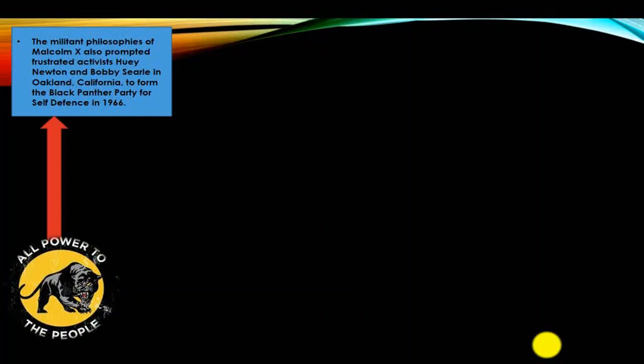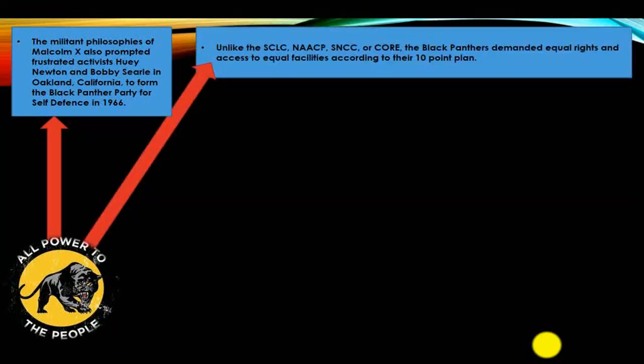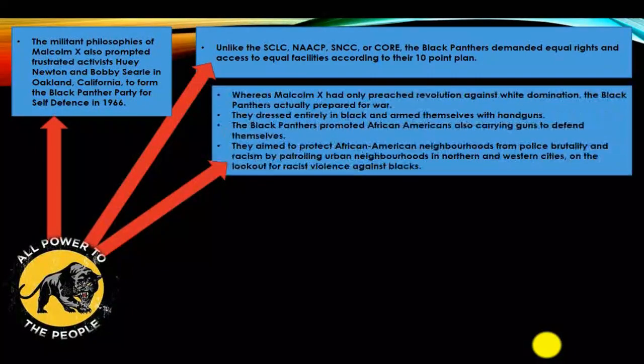Okay, so the militant philosophies of Malcolm X also prompted frustrated activists Huey Newton and Bobby Seale in Oakland, California, to form the Black Panther Party for Self-Defense in 1966. So unlike the SCLC, NAACP, SNCC, or CORE, the Black Panthers demanded equal rights and access to equal facilities according to their 10-point plan.